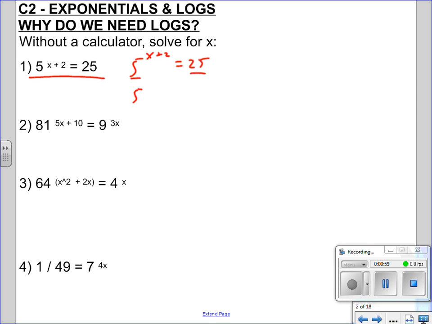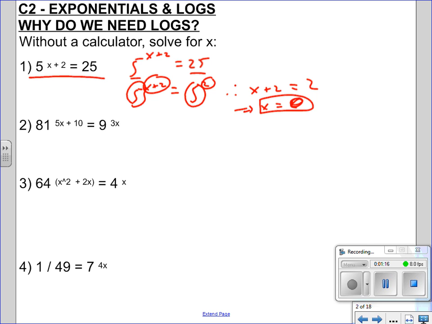So 5 to the x plus 2 is the same as, well, we know 25 is 5 squared. So therefore, x plus 2, if the bases are the same, then the powers are the same. So x plus 2 must be 2, so therefore x is 0. And you can see that that works. 5 to the power of 0 plus 2 is 5 squared, and that is 25, so x is 0. Likewise for number 2, so obviously there's a point behind all of this.